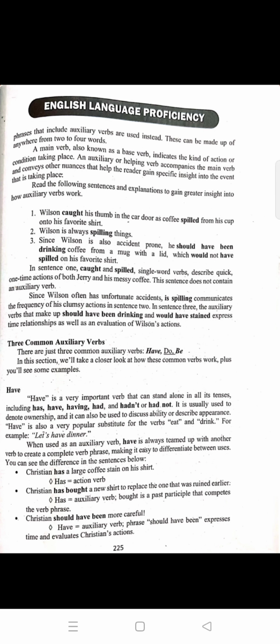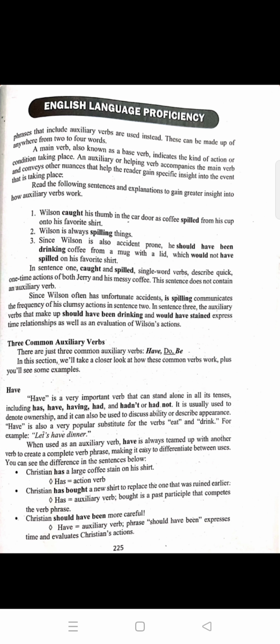Here are examples of sentences and explanations on how auxiliary verbs work. Number 1 is: Wilson caught his thumb in the car door as coffee spilled from his cup onto his favorite shirt. Wilson is always spilling things. So, is there is very important. It links the subject to the predicate, or it links the subject to the main verb, to the phrase where there is the main verb.